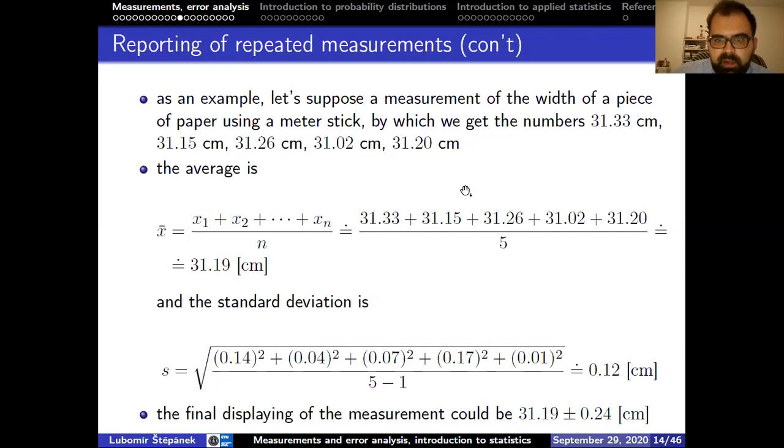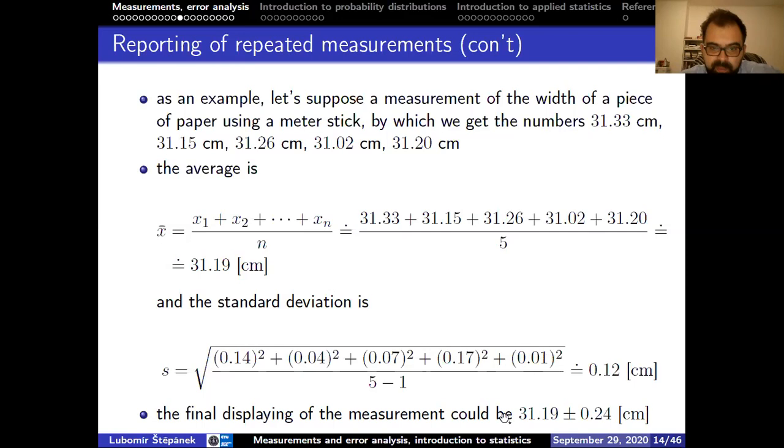And also the standard deviation, so we have to calculate the deviations, meaning differences between your observations and the calculated mean. These are just calculated here. Some of them are negative, but I'm going to take squares of them, so I just omitted the minus signs. Sum them up, divide by 5 minus 1, take the square root of this, and you are going to get 0.12.